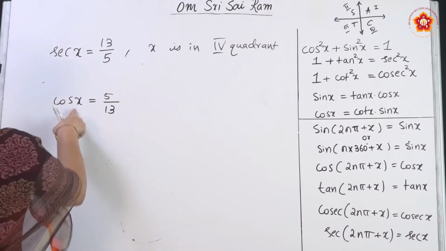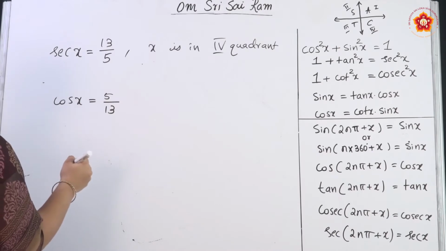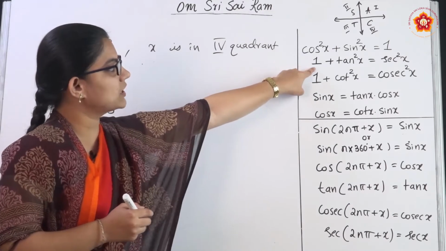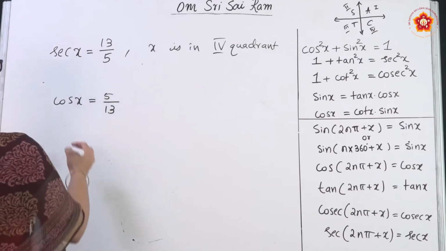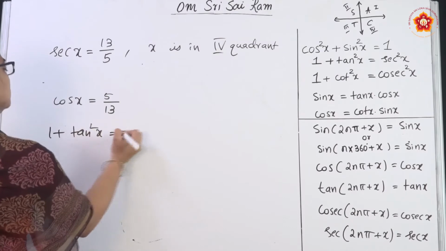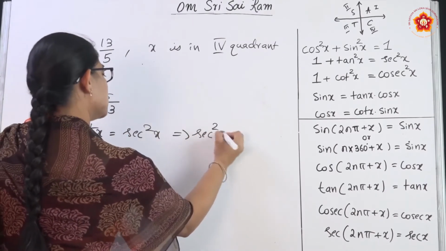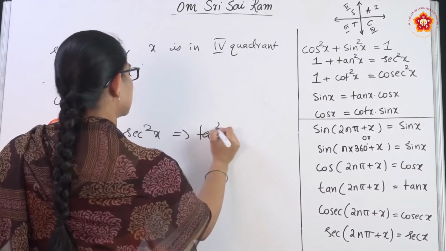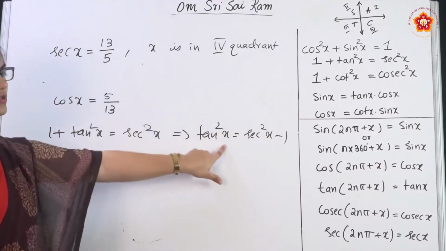Next, by using the cos x, we can find the sin x by using that relation. For a change, let us take the second identity, that is 1 plus tan square x is equal to secant square x, and by using that we can find the tan value. So, we have 1 plus tan square x is equal to secant square x. This will imply that tan square x is equal to secant square x minus 1, right? So, let us use this.